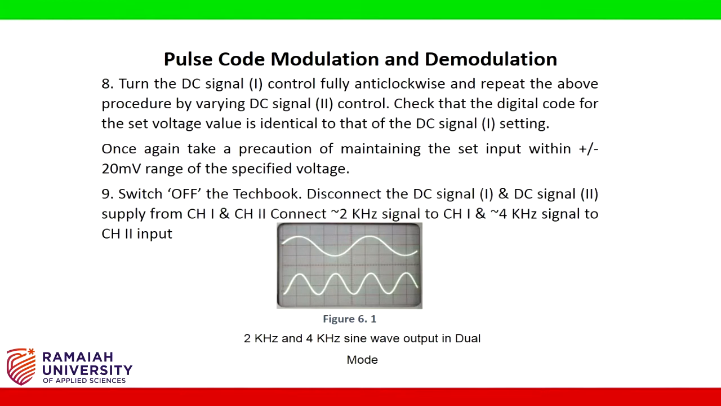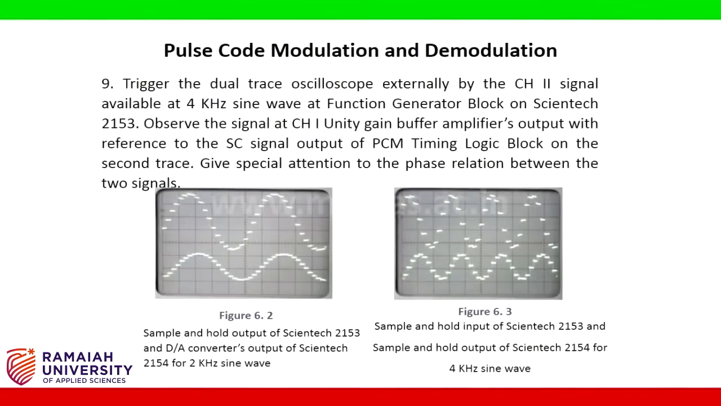Once again, take a precaution of maintaining the set input within plus or minus 20 millivolt range of the specified voltage. Switch off the kit, disconnect the DC signal 1 and DC signal 2 supply from channel 1 and channel 2, connect 2 kHz signal to channel 1 and 4 kHz signal to channel 2 input. Figure 6.1 shows 2 kHz and 4 kHz sine wave output in dual mode. Trigger the dual trace oscilloscope externally by channel 2 signal available at 4 kHz sine wave at function generator block on Syntec 2153.